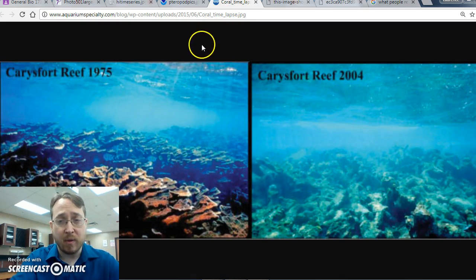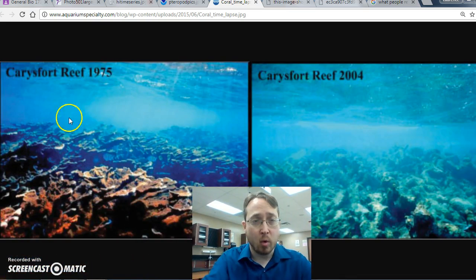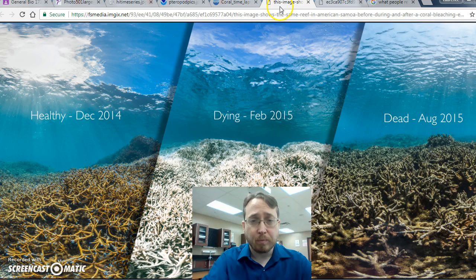A second effect is that it has a big effect on coral reefs. Here, this is a picture of a particular coral reef in 1975 and a picture of it in 2004. And you can see the rich growth of the reef here, and that's not happening here. Now, there are several reasons why coral reefs struggle, but one of them is acidity.